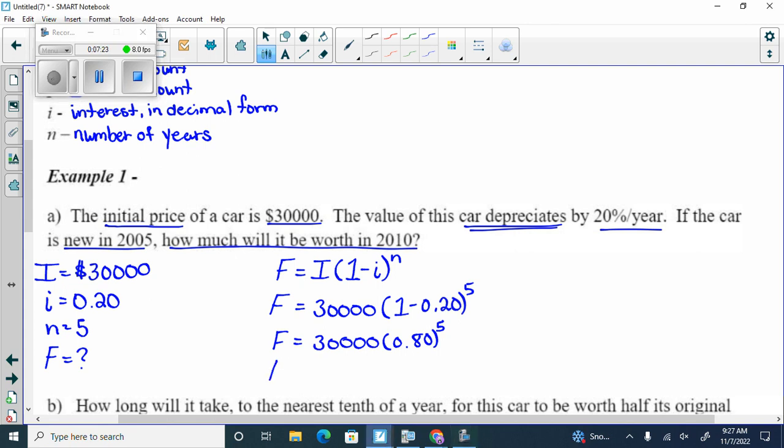So in 5 years, it would be worth $9,830.40. And if this was the diploma, you would write a sentence. You would say, the car would be worth, in 2010, the car would be worth $9,830.40.